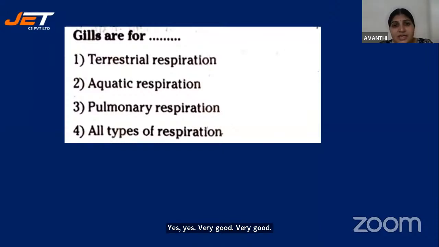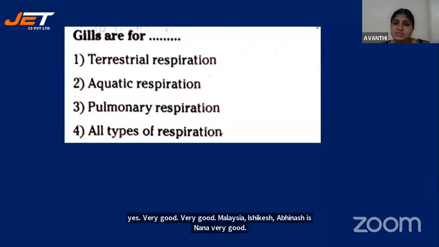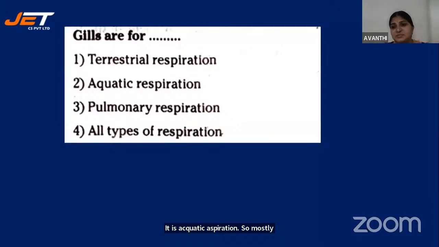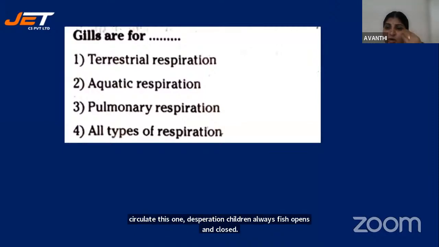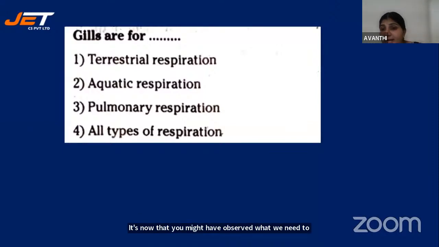Yes, very good. It is aquatic respiration. Mostly aquatic organisms use gills for respiration, or for the exchange of gases. Gills are the respiratory organs which have a very good supply of blood. If you take a fish, children, it always opens and closes its mouth. You might have observed, when it opens its mouth, water will be taken in, and mostly aquatic organisms take dissolved oxygen.